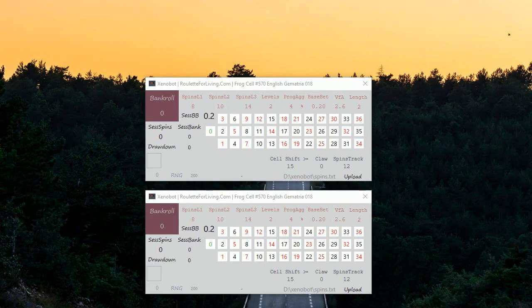Hi guys, I recently received several questions from you: what is the best way to test the app, the money management and the parameters? So I thought it might be good to share with you how I do it. For example, this is the latest version of Xenobot, with the current money management and parameters.